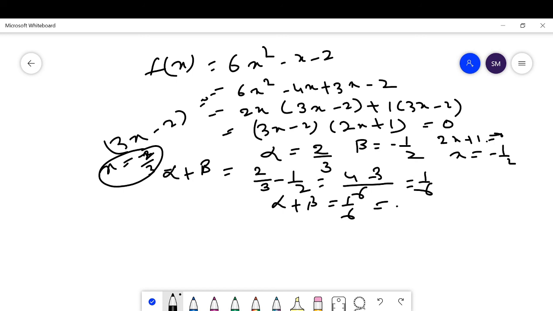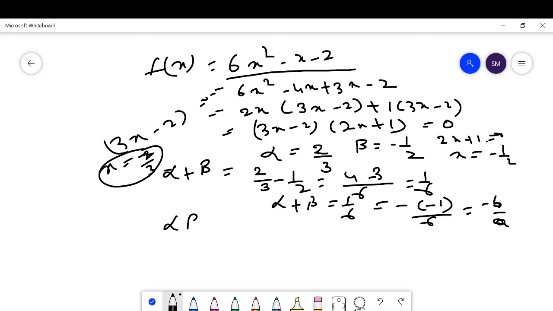What is this? 1 upon 6 can be written as minus of minus 1 upon 6. Look here. This is minus b upon a. What is b? b is the coefficient of x. a is the coefficient of x square. Then in a quadratic polynomial, if alpha and beta are the two zeros, then alpha plus beta is equal to minus b upon a.